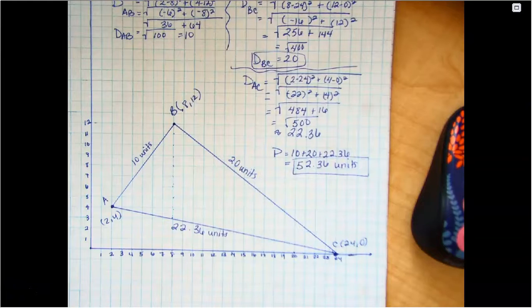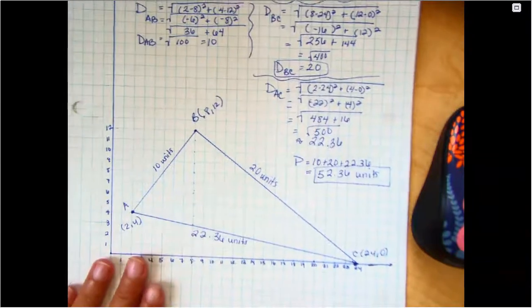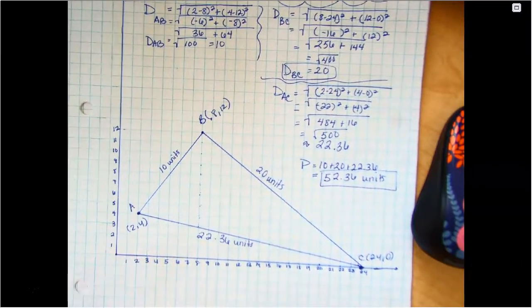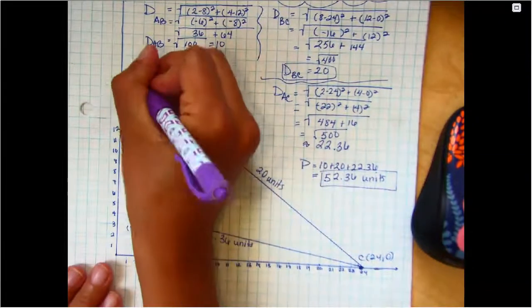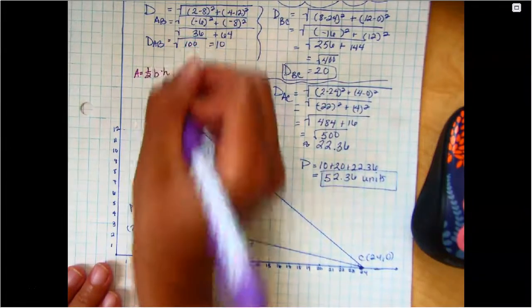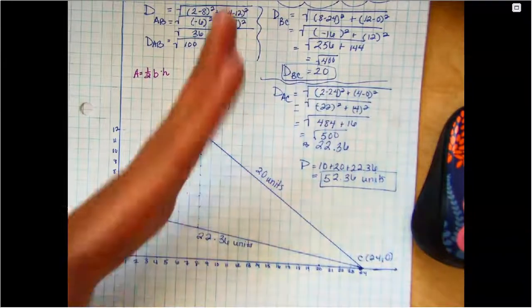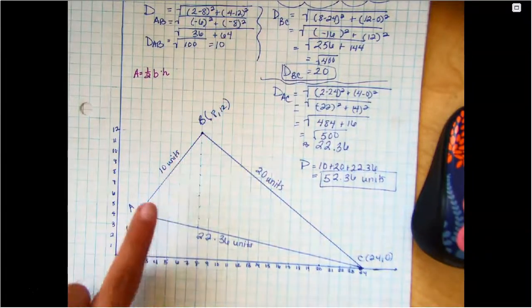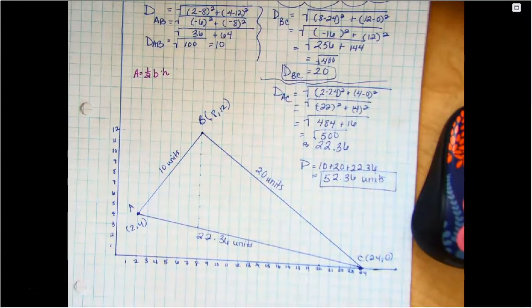Now this triangle is a tough triangle because I don't have a height. And let's remember that the formula for area for a triangle is 1/2 base times height. And that height has to go straight down, making a 90-degree angle with its base. And I do not have that with this.